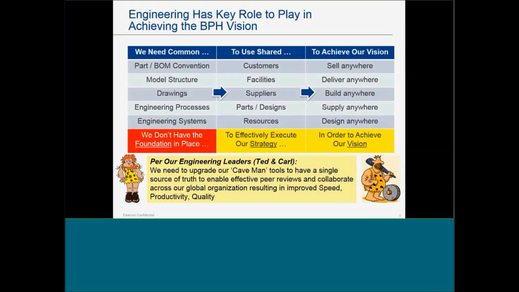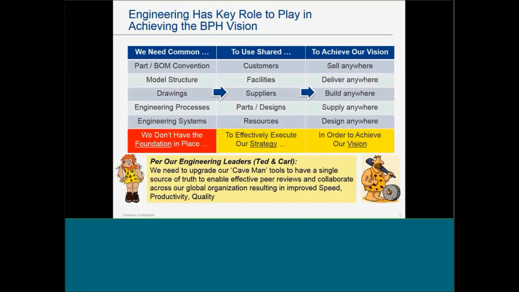All right, so hopefully some of you have seen this before, but this is the global engineering version of the BPH vision. The BPH vision, for those of you that are aware or aren't aware, is this idea for us as a global company to be able to sell, deliver, build, supply, and design anywhere. We have 37 different sites around the world, and we all need to be able to work together to be a profitable global business. So the majority of BPH has been focused on this idea of sharing our customers, our facilities, our suppliers, our parts and designs, and our resources.